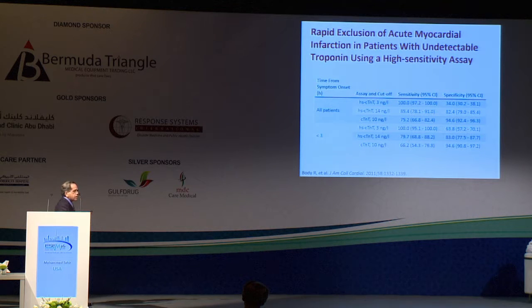So for the rapid exclusion, there was a figure which was less than 3, and they found that a troponin of less than 3 was very satisfactory, and they could send these patients home. And these are all the different assays, with sensitivity and specificity, which was very comfortable for these patients to be sent home.